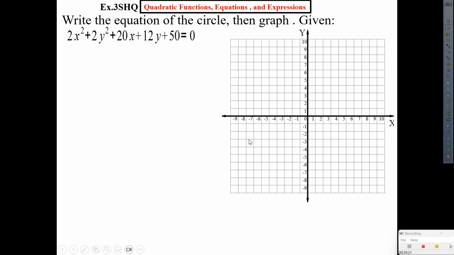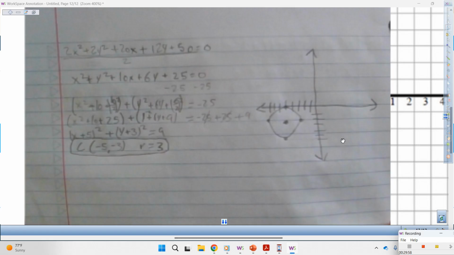Therefore, here goes your last problem. Copy this one. You should be able to do that one completely by yourself. The whole thing! Example 3 reads 2x squared plus 2y squared plus 20x plus 12y plus 50 equal to 0. So, write me the equation in standard form, find the center and the radius, and then graph. Copy that and go.